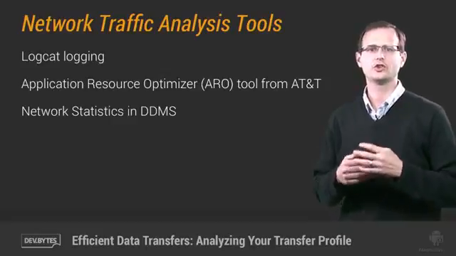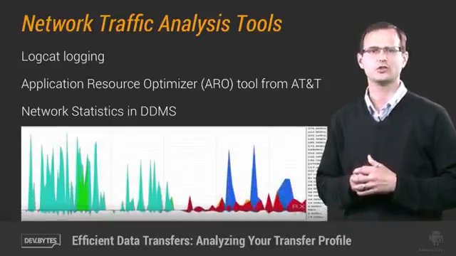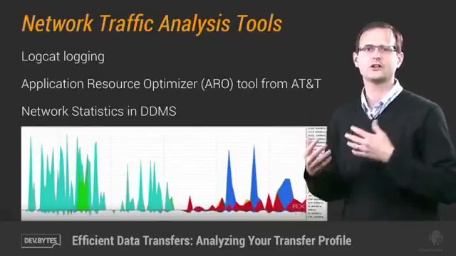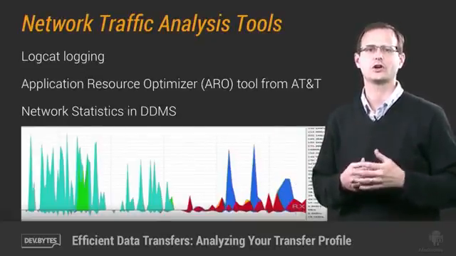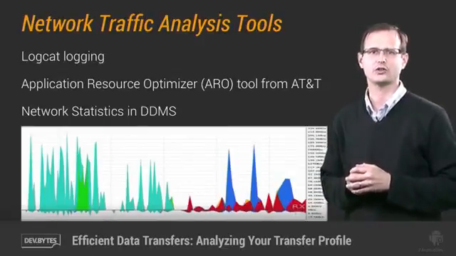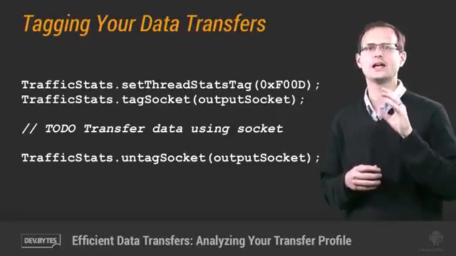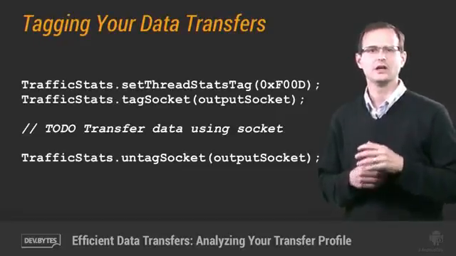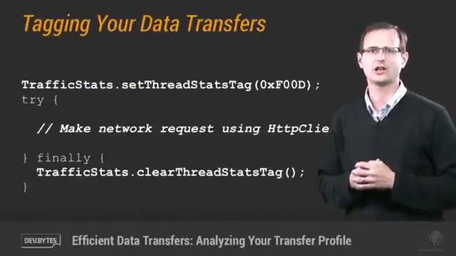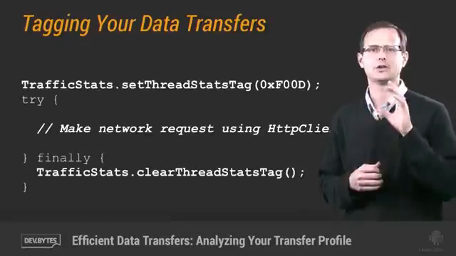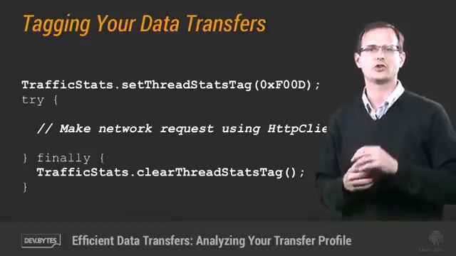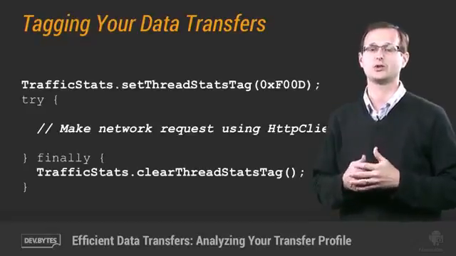Another great alternative is to use the Network Statistics tab in the DDMS view, which is part of the Android developer tools. As you can see in this screenshot, it displays the amount of data being transferred and the direction of the data flow. Additionally, you can tag your output sockets to color code your data transfers, making it easier for you to see where each transfer is originating. If you're using the HTTP client to execute your transfers, the thread stats tag associated with the current thread will automatically be associated with the socket used for transfers using the HTTP client. Note that for socket tagging to work, you need a device running Jelly Bean or higher.